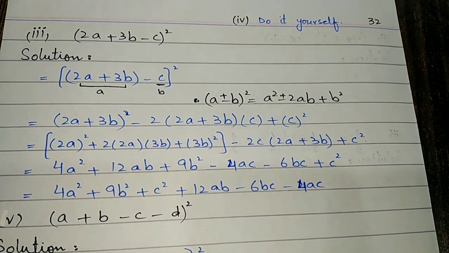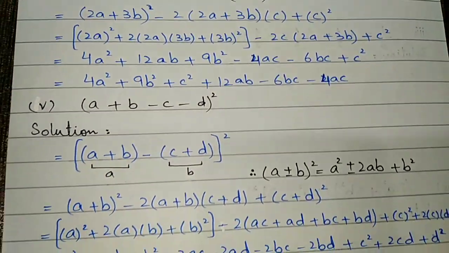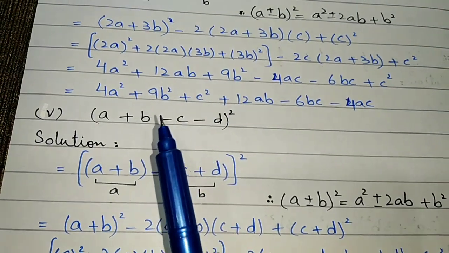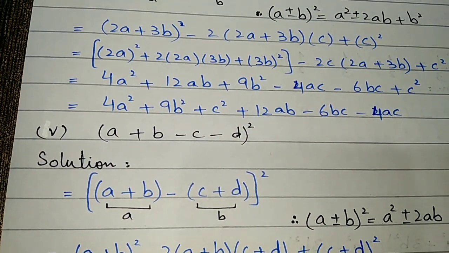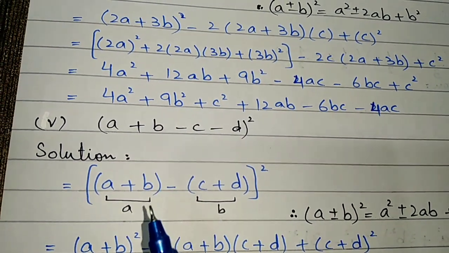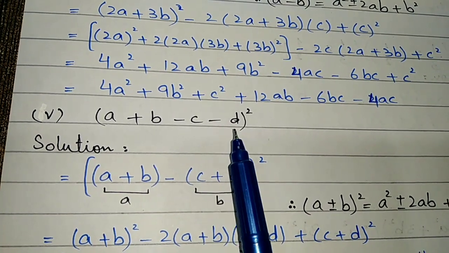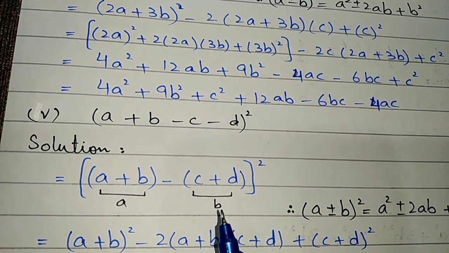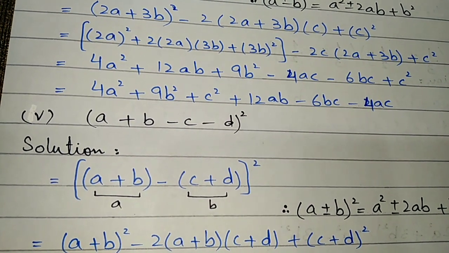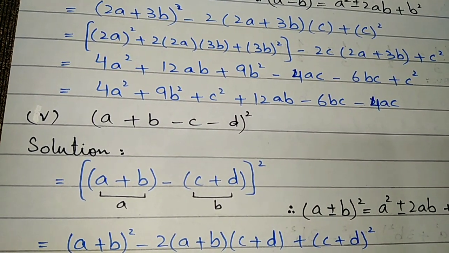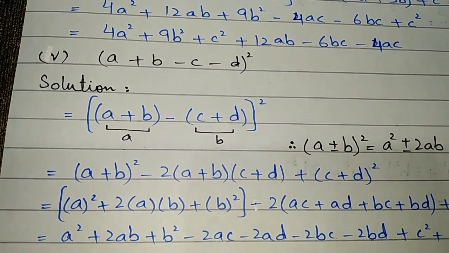Now part number 4 is your homework, so you have to do it yourself. Now we move to part number 5, that is a plus b minus c minus d. There are 4 terms, so we have to divide into 2 terms. Now a plus b is considered as a, and we take the minus sign as common. The remaining terms will be (c plus d) in the bracket, so that is the second number, b. That is (a minus b) whole square. (a minus b) whole square equals a square minus 2ab plus b square. Now we apply this formula.